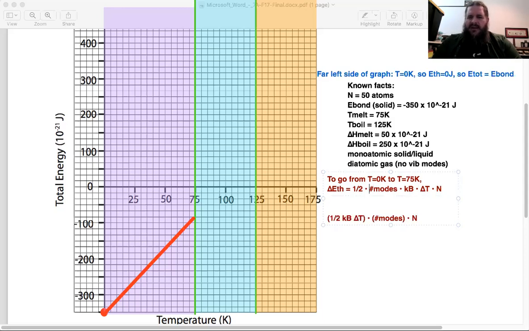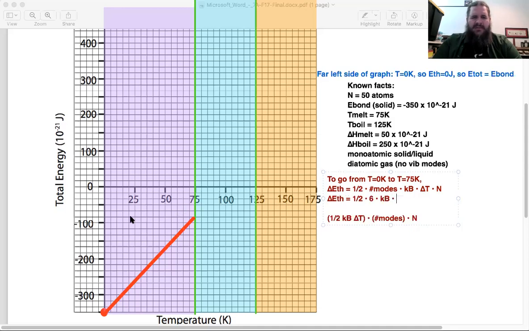And in this case, how many modes are we dealing with? If it's a monoatomic solid, how many modes would each particle have? 6, was it? Yeah, should be 6, because we've got 3 kinetic energy modes. The atom is able to vibrate in three dimensions, and also 3 potential energy modes. It's able to interact with its neighbors in 3 dimensions, to the sides, in front and behind, and above and below. So 1/2 times 6 modes per particle times Boltzmann's constant times change in temperature.